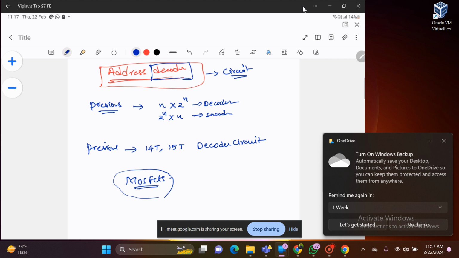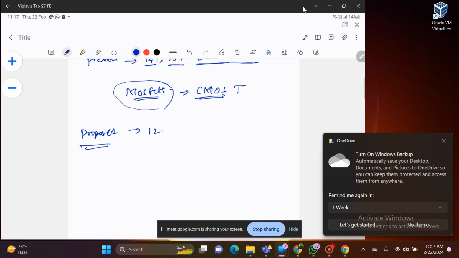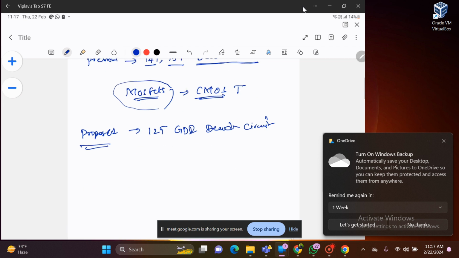In that MOSFET family we have CMOS, complementary metal oxide semiconductor. These are the transistors we are using. A 14 transistor and a 15 transistor design were used previously, and we designed a decoder circuit with those. Now in the proposed one, we are designing a 12 transistor GDI decoder circuit. This is a 2 to 4 decoder.